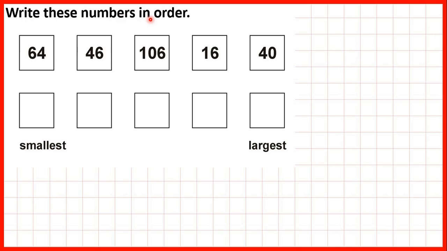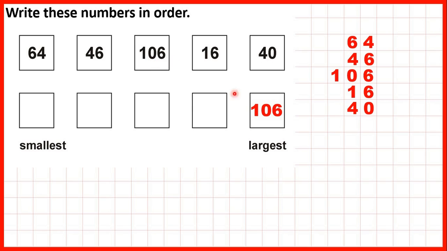Write these numbers in order. We have 64, 46, 106, 16 and 40. So we can see straight away that our largest number will be 106, because that's a 3-digit number and all of our other numbers only have 2 digits.